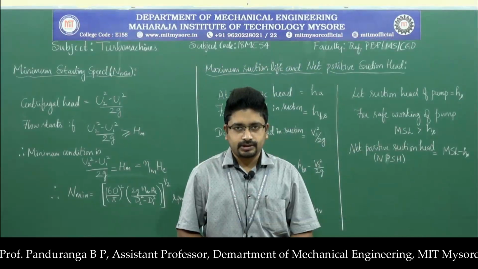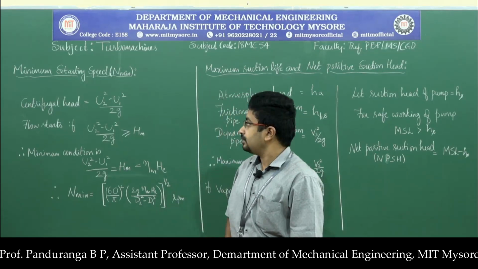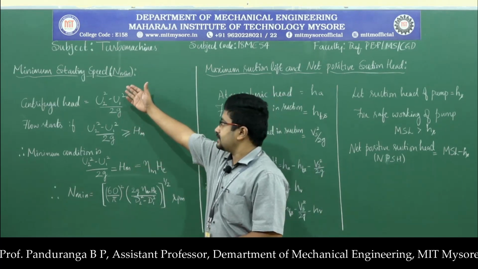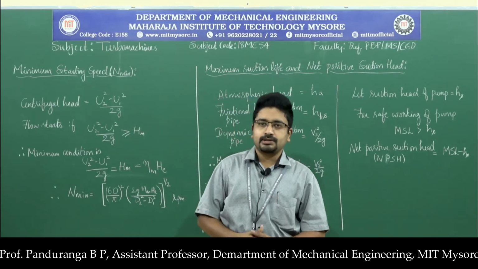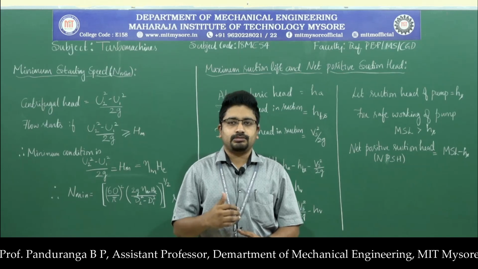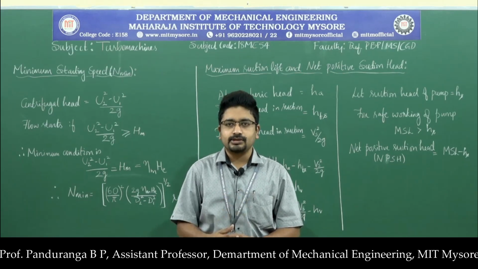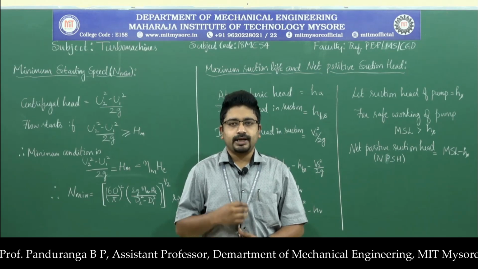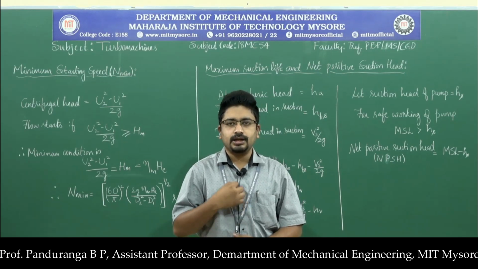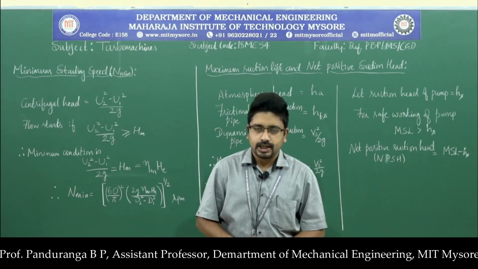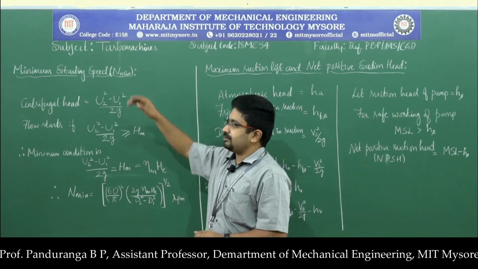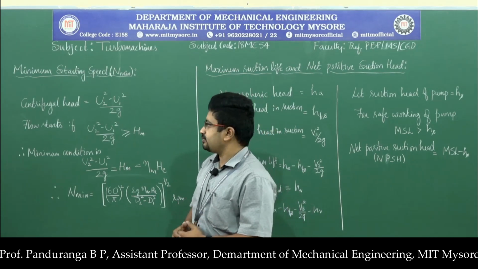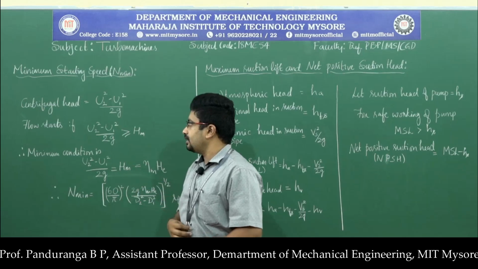Now let us look into further concepts in the centrifugal pump. Now let us see the minimum starting speed, which is also denoted as N minimum. This is the minimum starting speed. If you don't achieve this speed, then the pump will not be providing any output, or there won't be any outflow from the pump if the speed is less than the minimum starting speed. Now, to find out the minimum starting speed, first let us understand the centrifugal head.